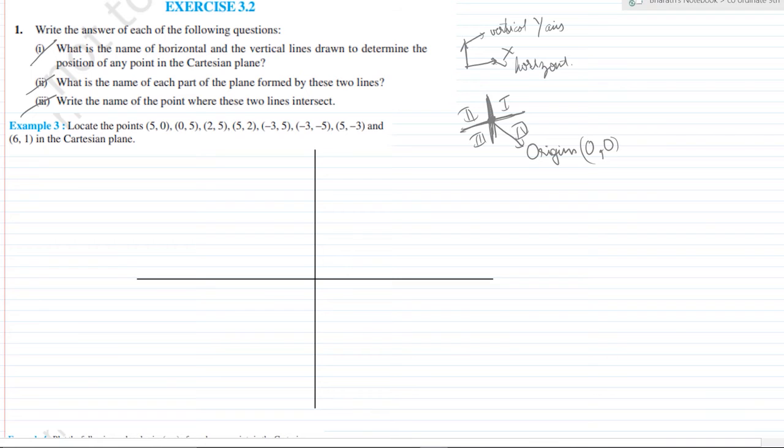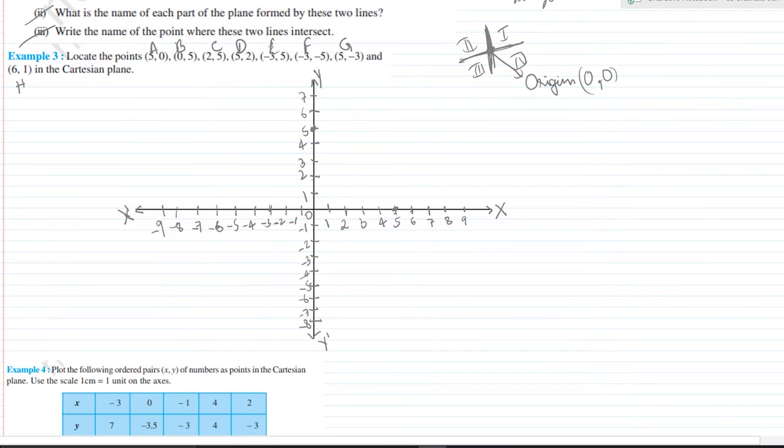So this is also like locating the points. Always remember, this is the x-axis, this is the y-axis, opposite to the x-axis is the x-dash axis, and opposite to the y-axis is the y-dash axis. For clear understanding, let's give names to the points: (5, 0) is A, (0, 5) is B, then C, D, E, F, G, H. So where does this (5, 0) lie? It's always the first axis first, so this is our (5, 0), point A, because 5 lies on the x-axis.